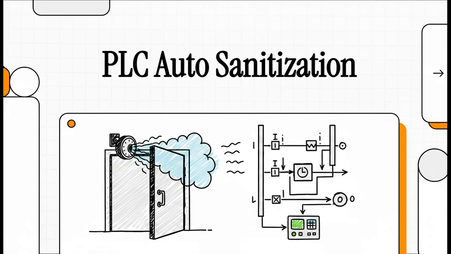Today we're tackling a highly practical, real-world scenario that perfectly bridges the gap between physical actions and digital control. We're going to be automating a physical sanitization process using PLC ladder logic. Imagine a secure facility door, or maybe a clean room entrance. We want to ensure that door is sanitized automatically, keeping things completely hygienic, but without requiring a human to just stand there with a spray bottle all day.